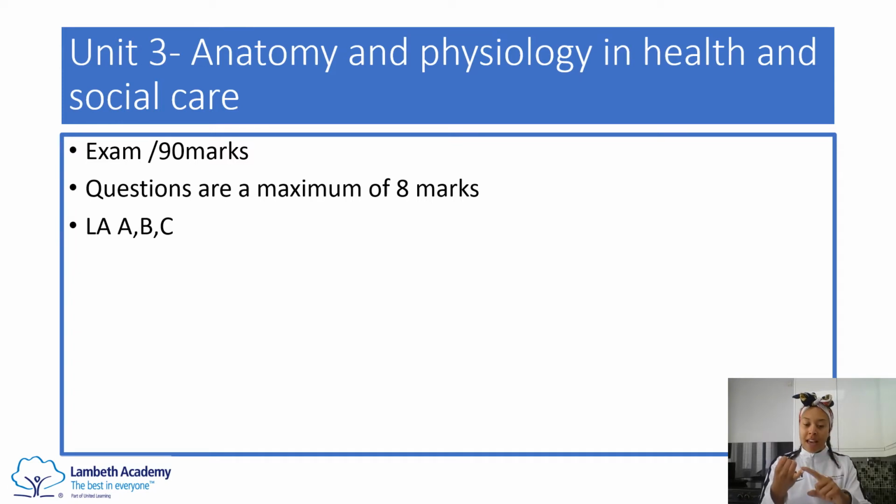And there are 3 different learning aims. You've got learning aim A, learning aim B and learning aim C. Learning aim C is the smallest and it's just looking at data, whereas learning aim A is looking at the way our body functions and learning aim B is looking at the different systems within our body.